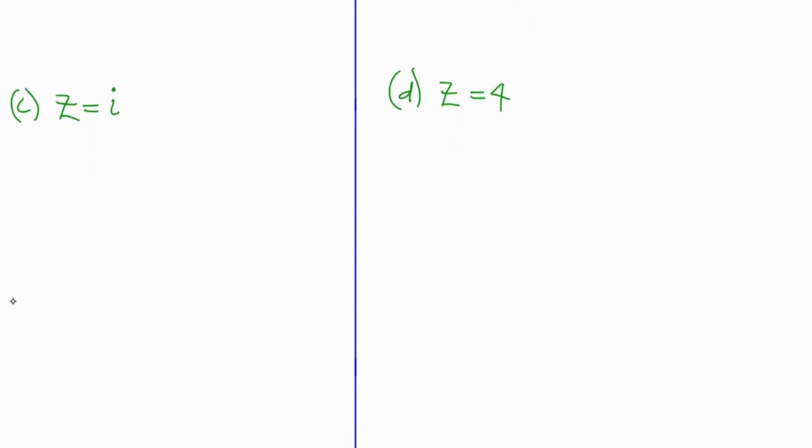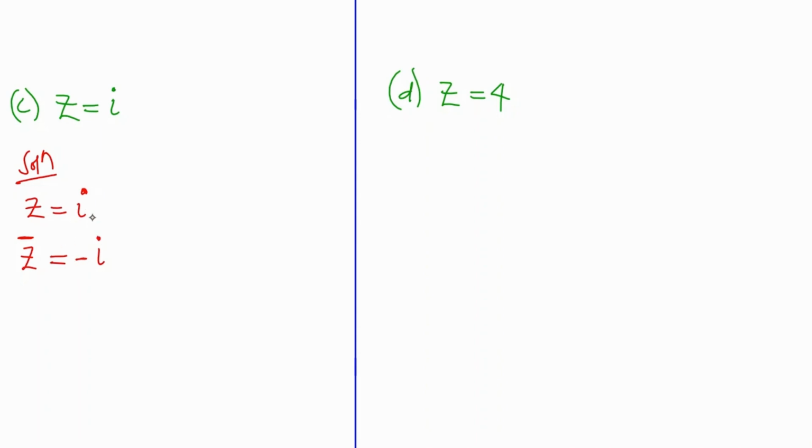Now let's try the next example as well. I want to find the conjugate of z is equal to i. Once you are interested in changing the sign of the imaginary part to its opposite sign, that means z conjugate is equal to minus i.